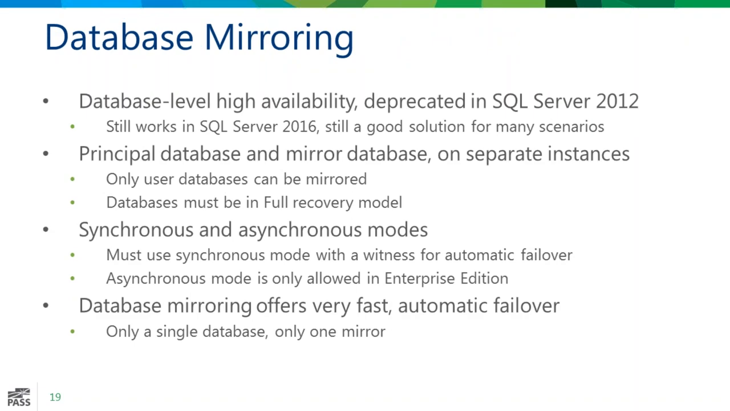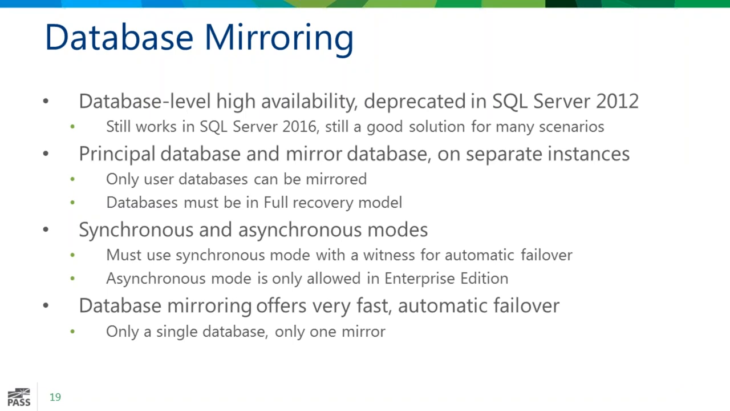Now, database mirroring is, again, database level high availability that was deprecated in SQL Server 2012. So when that happened, a lot of people got really panicky. Oh no, what's going to happen? It's going to go away. Well, there's no kill switch for database mirroring. So if you're running SQL Server 2012 or 2014, and let's say it's 10 years from now, and you're still running SQL Server 2014, well, your mirroring is still going to work just like it does today. So don't worry about that. And it still works in SQL Server 2016. Supposedly, in the next version of SQL Server, let's call it SQL Server 2018, they're going to rip it out. But we don't know that for sure.